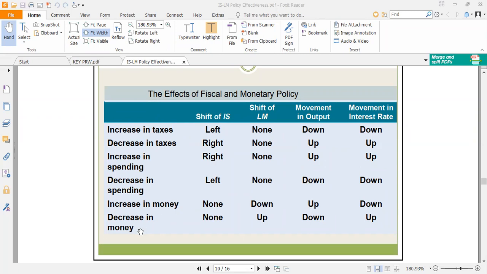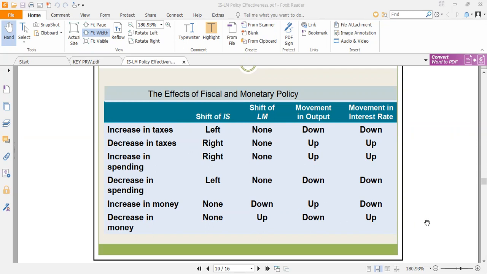Okay, then for a decrease in money supply, that one too won't affect the IS curve. It affects LM. It will shift upwards. So there's going to be an increase in the interest rate. That will cause a reduction in investment. So output will fall.